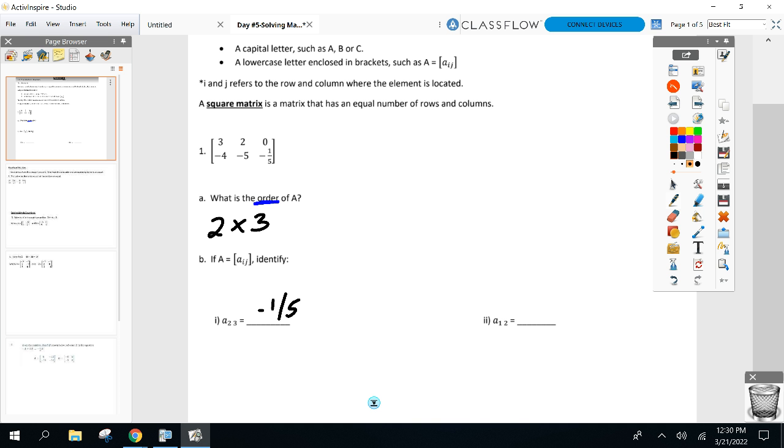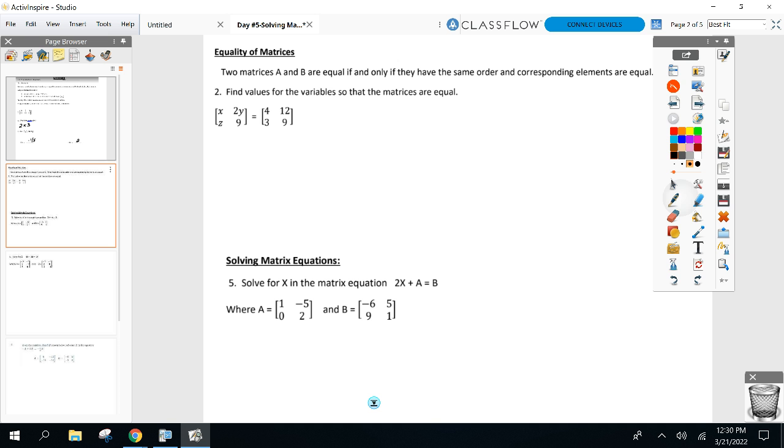And then what's in 1, 2? 2. Row 1, column 2. I got a 2 there. All right, so just a little quick review. Any issues? Please, those are free points, really.